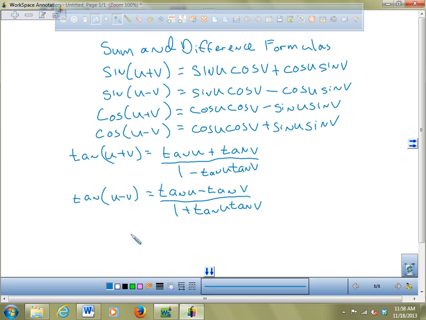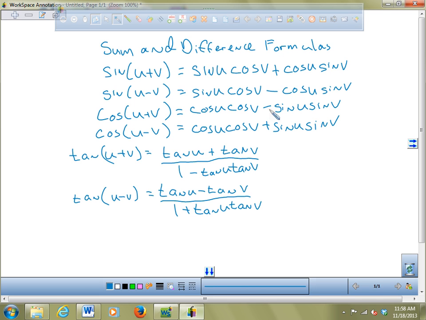So what does all that mean? I'll tell you in a minute. But a way to remember them, I always remember sine. Sine has a plus sign in between them if it's plus, and a minus sign if it's minus. Yes, it's going to be on the test. It always goes uv. So sine has a plus sign where the angles are being added, and a minus sign where the angles are being subtracted. Cosine is the opposite of what you would think it would be.